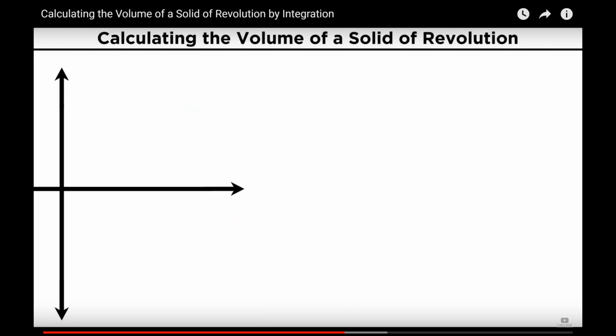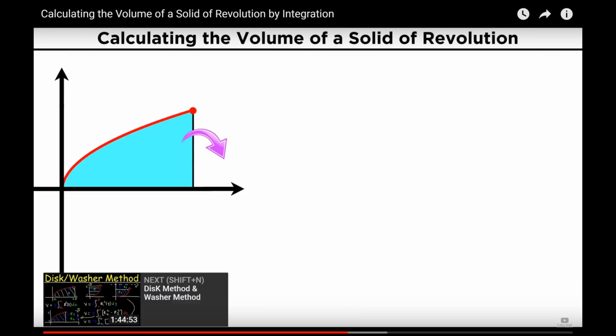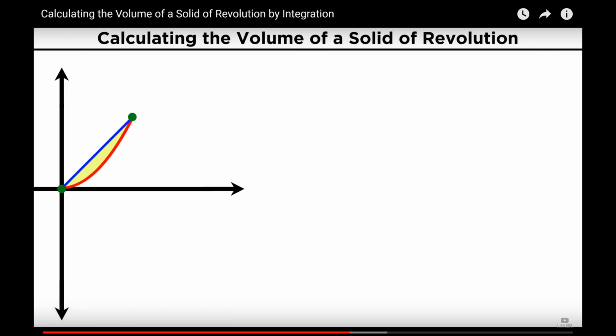Unfortunately, this technique does get a little trickier. While rotating one function around an axis gives us one type of solid, if we take the area enclosed between two functions... Okay, so you see here you've got two functions. You've got the blue one, and then you've got the red one. What we're going to do now is revolve that yellow area, that shaded area.